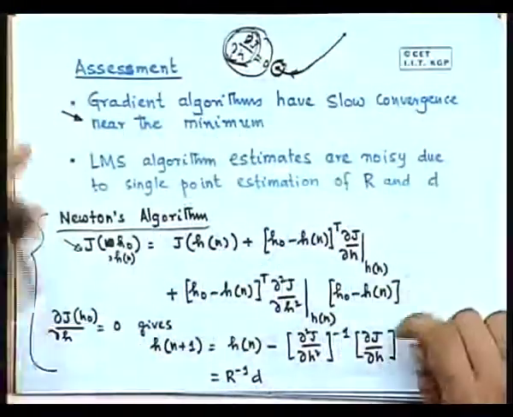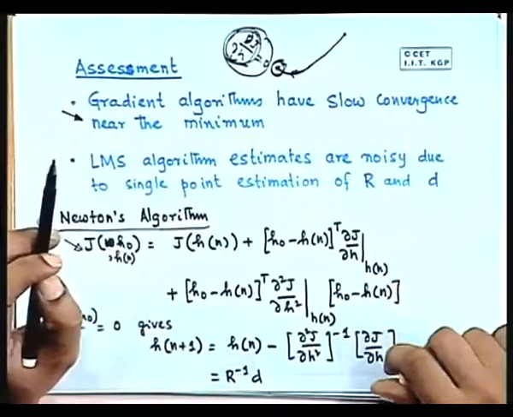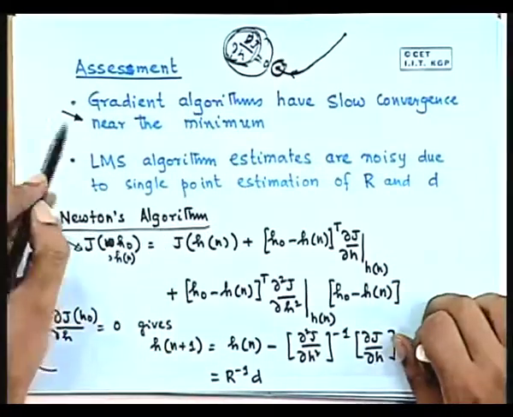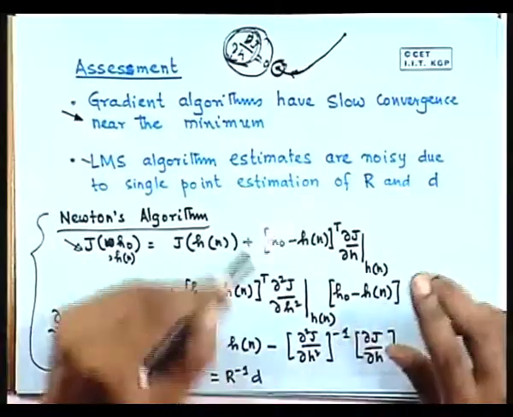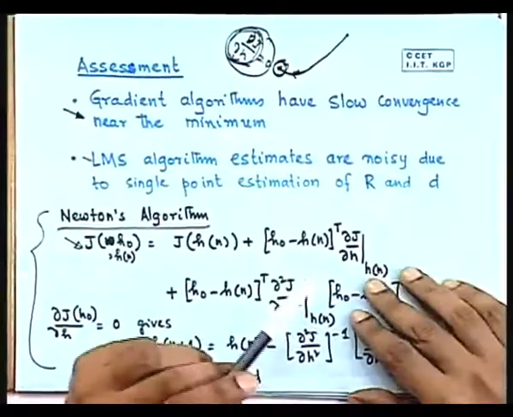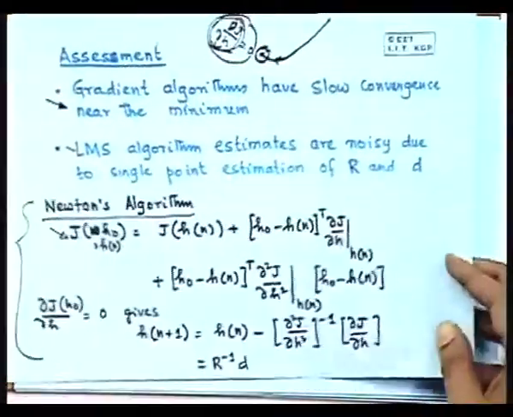So these are the two major points. Firstly, the gradient algorithms have slow convergence near the minimum, and the second is that the LMS algorithm estimates are generally noisy due to this single point estimation of R and D. Okay, so that's where we end.